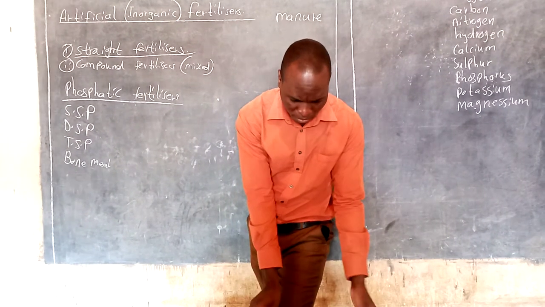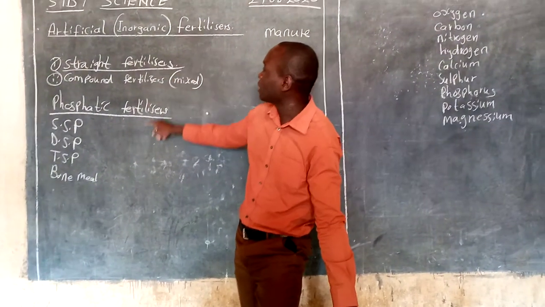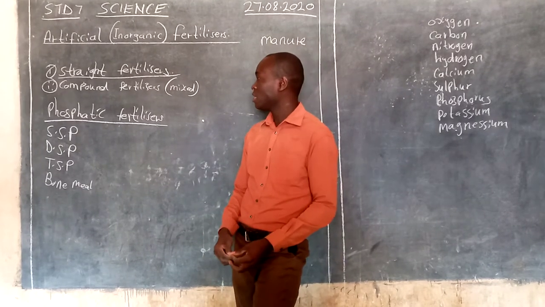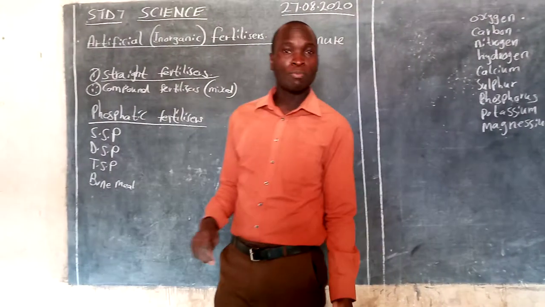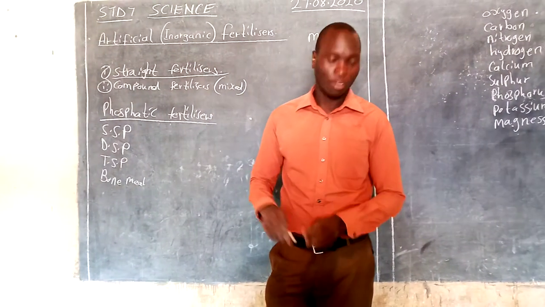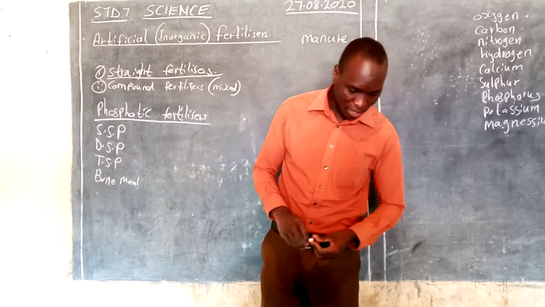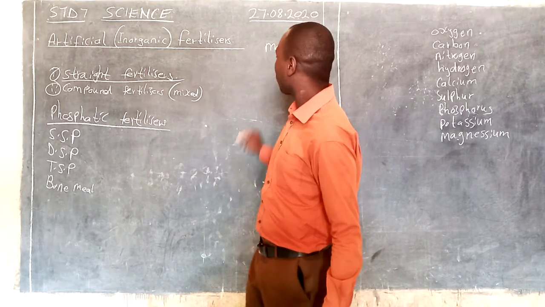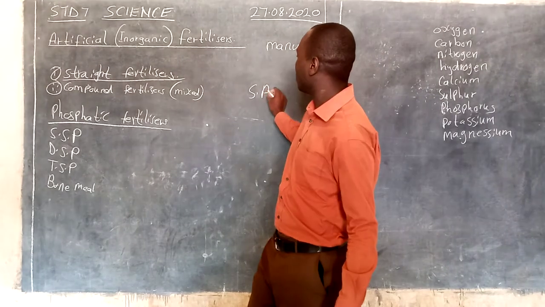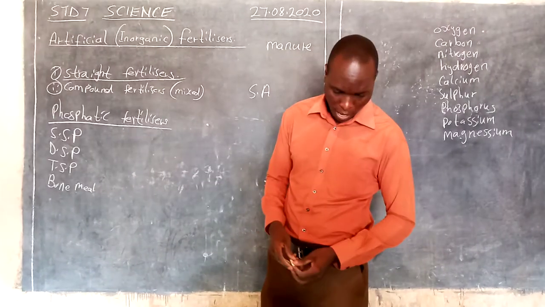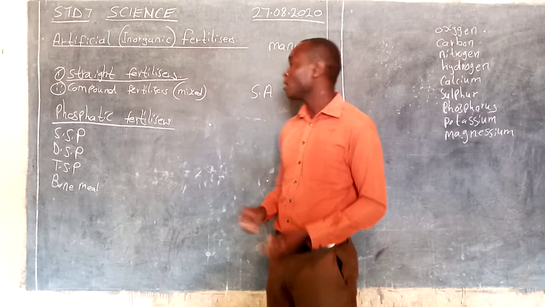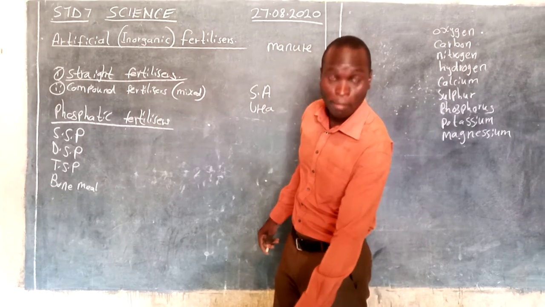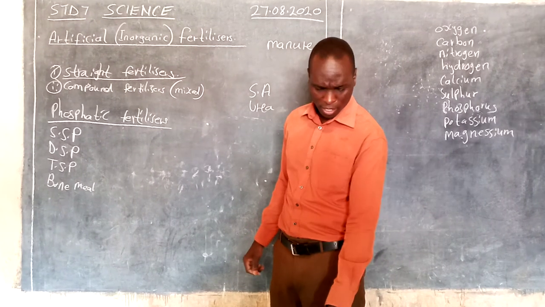Then the other example of a straight fertilizer that we have is the nitrogenous fertilizers. In this case, these ones provide the plants with only nitrogen. A good example is sulfate of ammonium, which is shortened like this, SN. And then we have urea. This is not the urea that we talk about during excretion. This one is different.